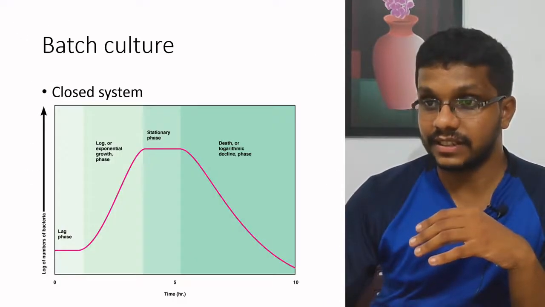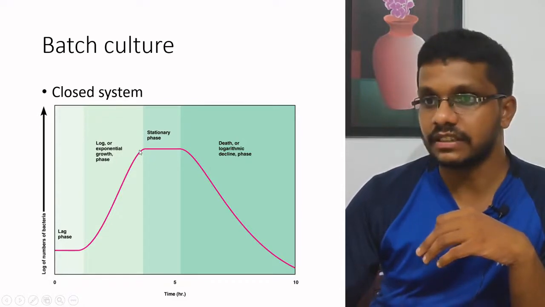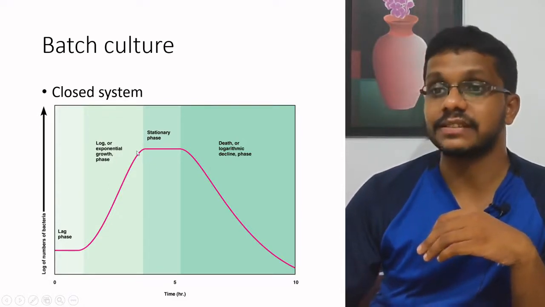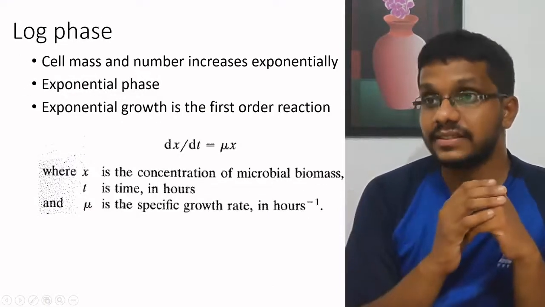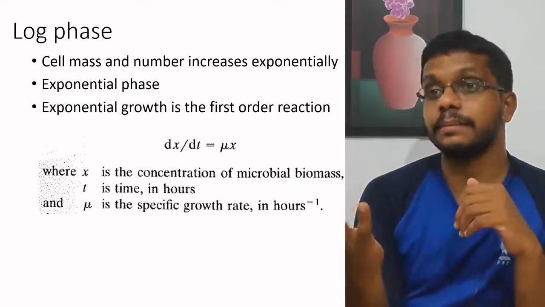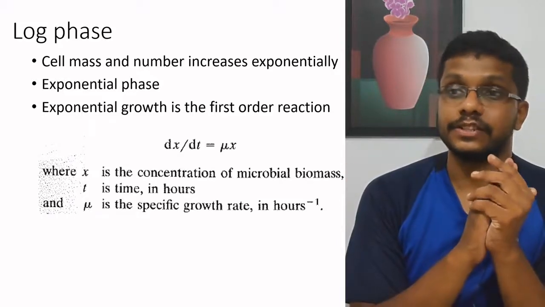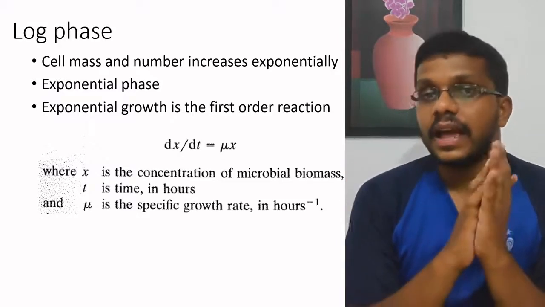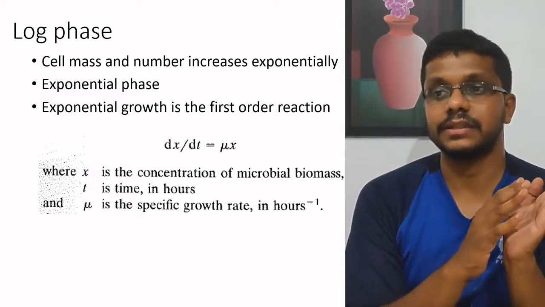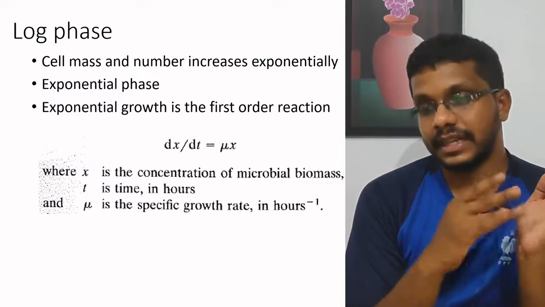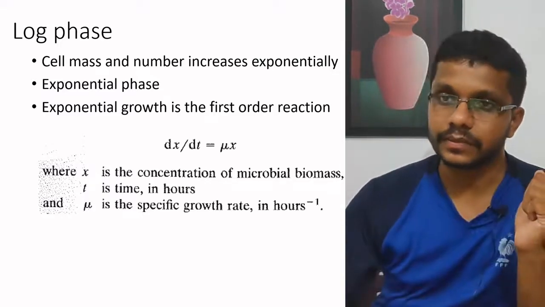Second, we have the log phase. In this graph, you can see that in the log phase the microorganism will grow exponentially. There is an exponential increase in cell number and cell mass. Not only the number, the size of the microorganism will also increase, and that's why it's called the exponential phase. And exponential growth is a first order reaction. There is a direct relationship with the increase in the cell number.